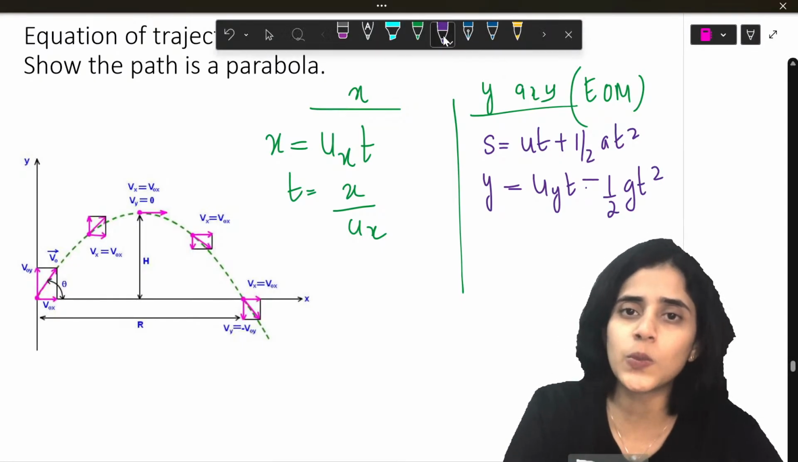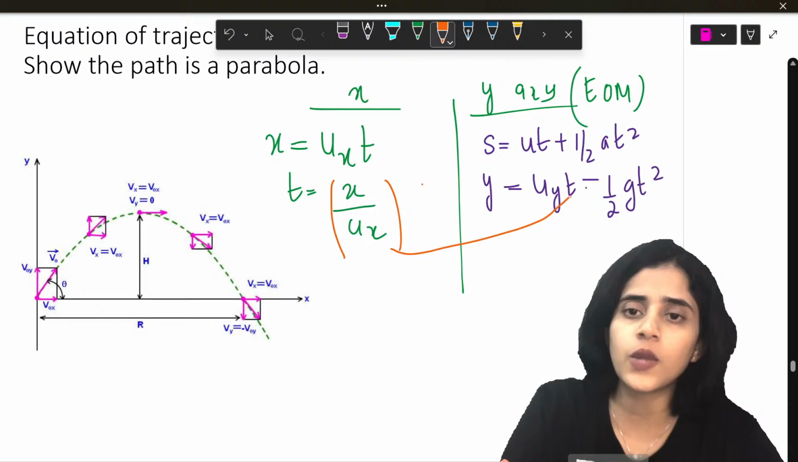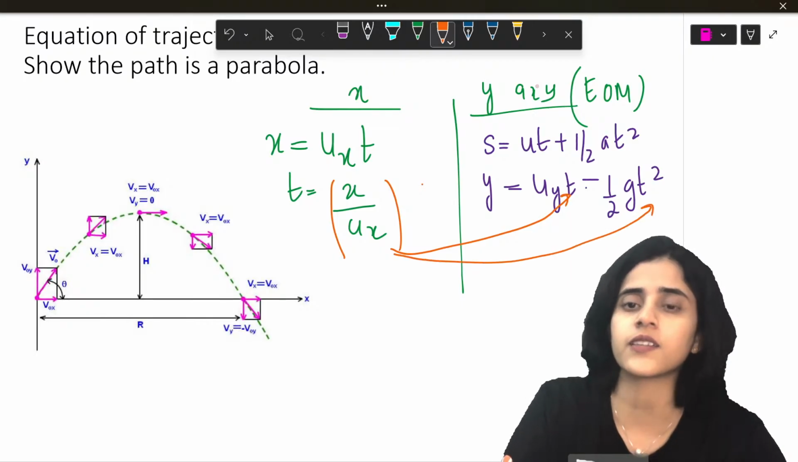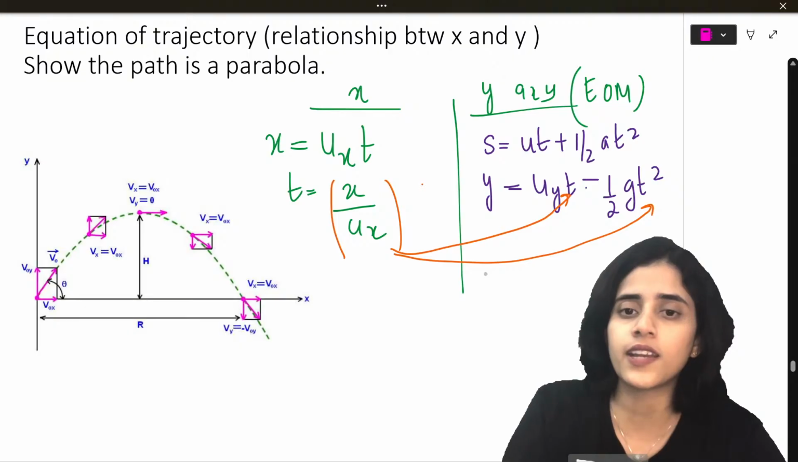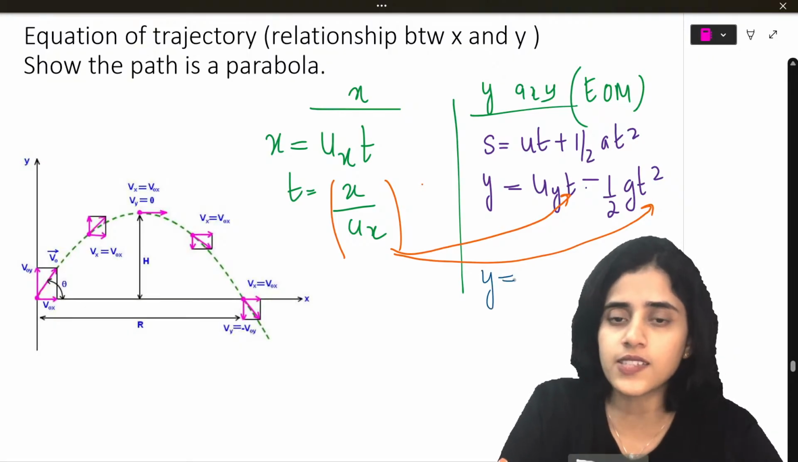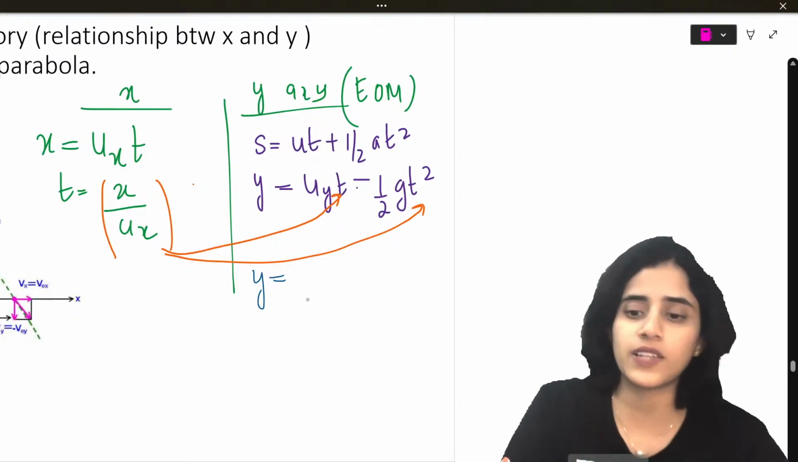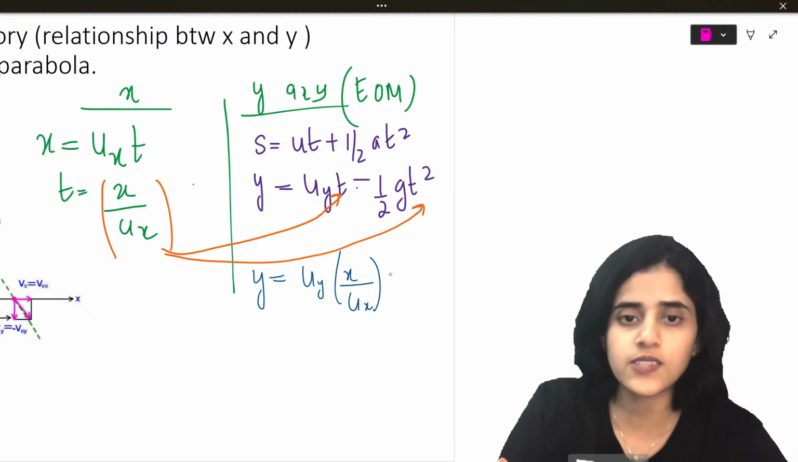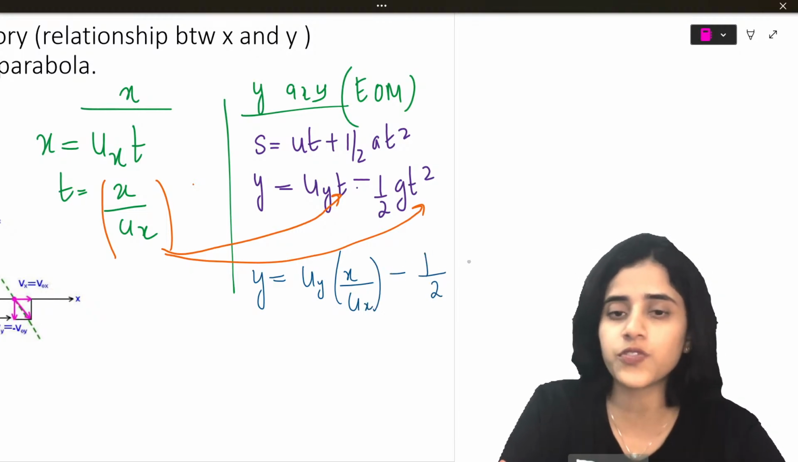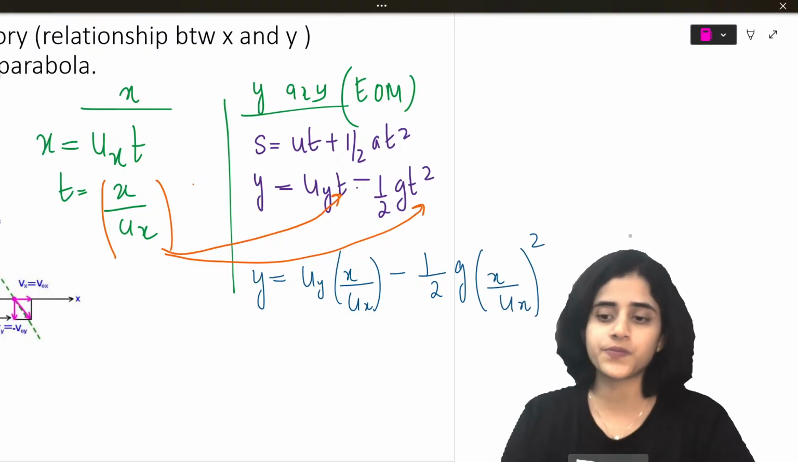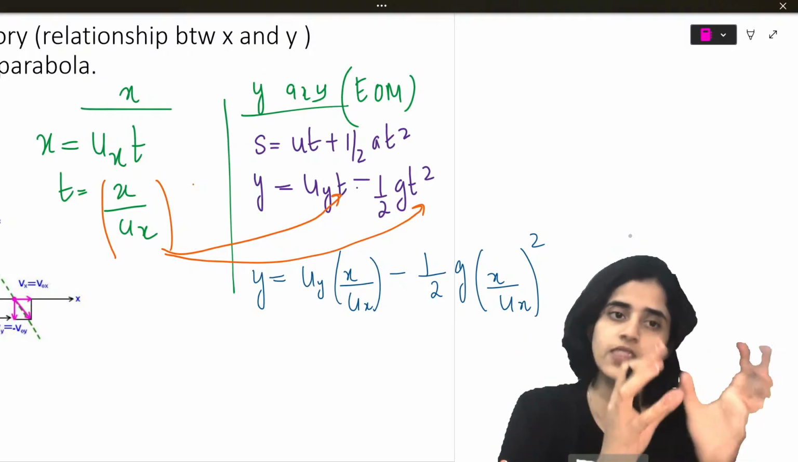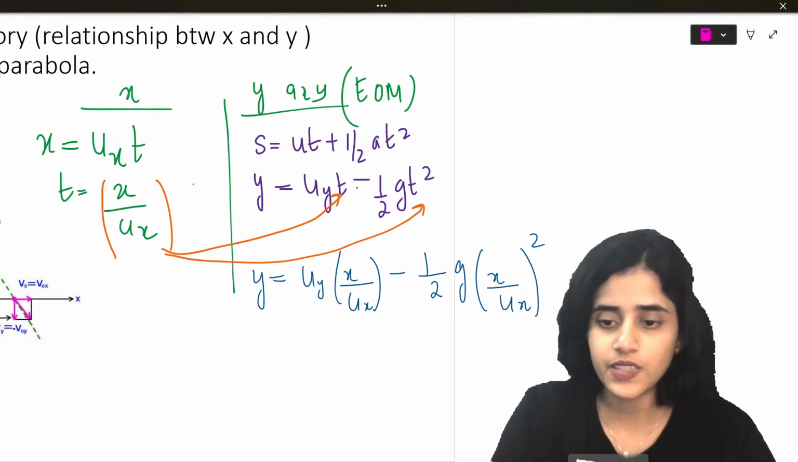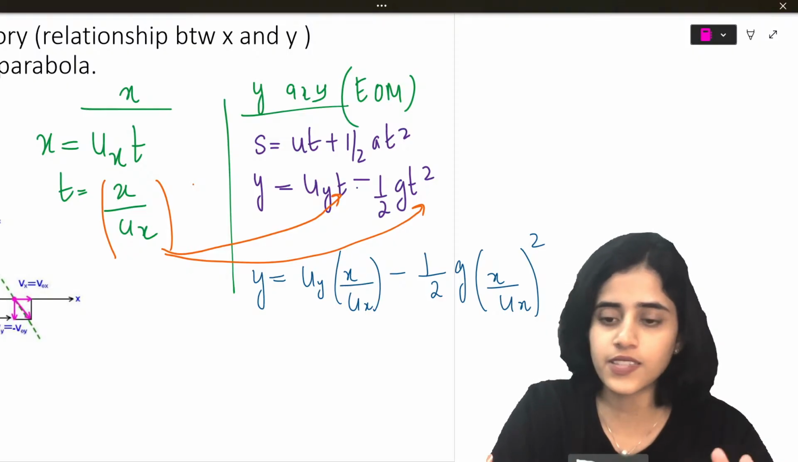Now what I will do is replace t with this formula, here and here. Now what do I get? I will get y is equal to uy x by ux minus half g into x by ux, the whole square. I just replaced t with x by ux. Is that much clear?